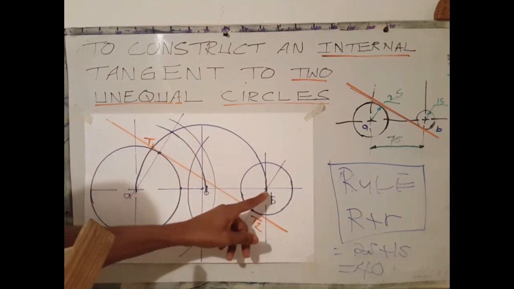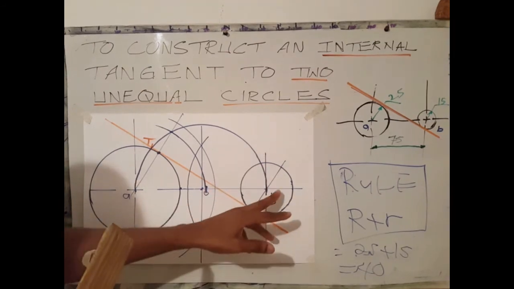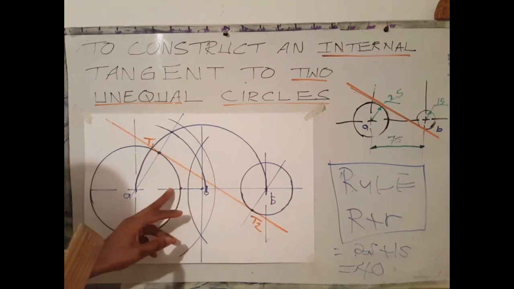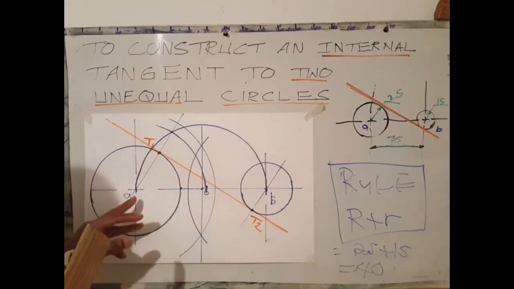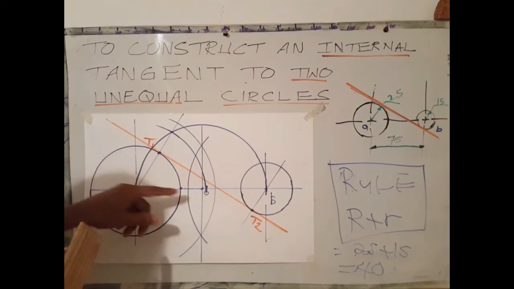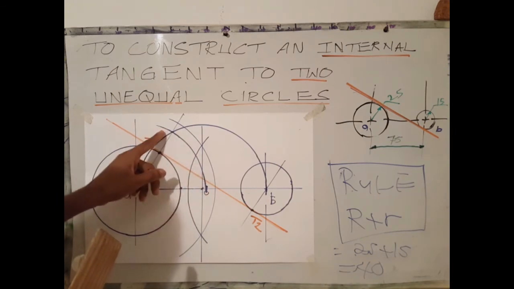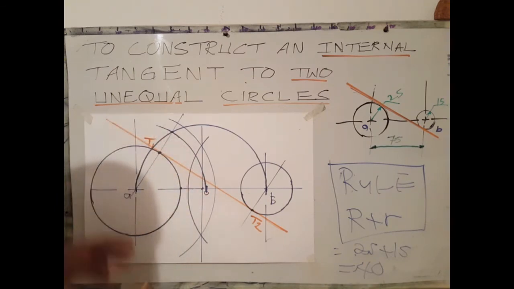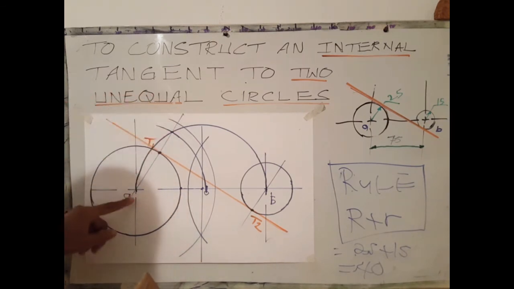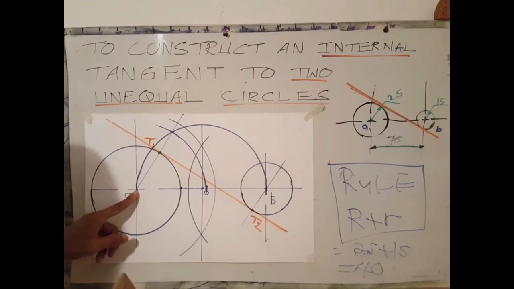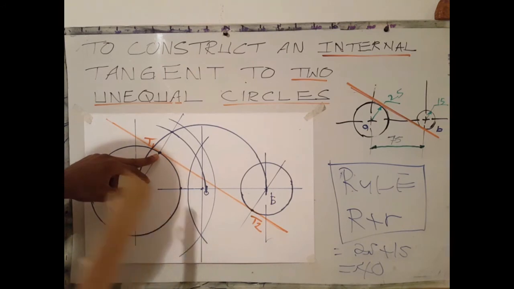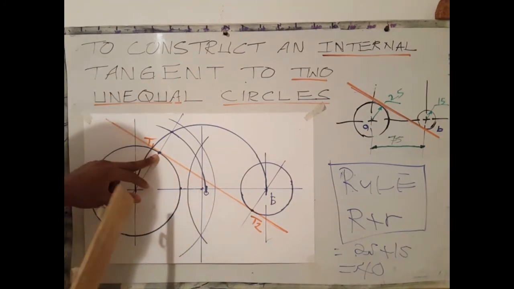Next step is to add the small radius to the larger radius. What you get, you use that to draw an arc using A as center. This arc should cut the semicircle. At the point where this arc cuts the semicircle, draw a line from that point straight through to the center of circle A. At the point where the line cuts the circumference is our tangent point 1.